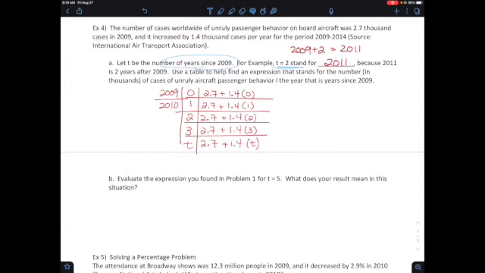Then letter B says, evaluate the expression you found in problem 1 for T equals 5. What does your result mean in this situation? Because it keeps on changing, you should know where to plug in the number. So please pause the video.